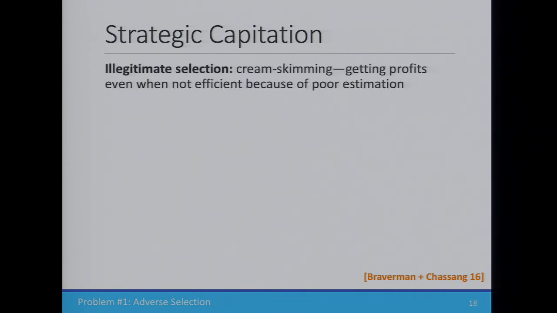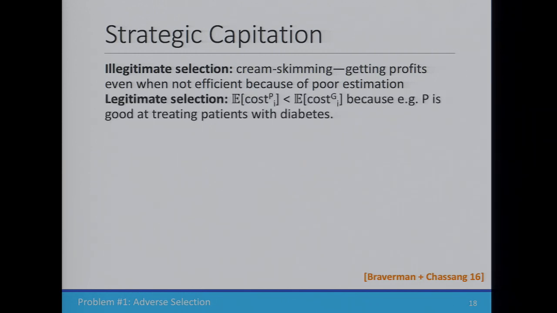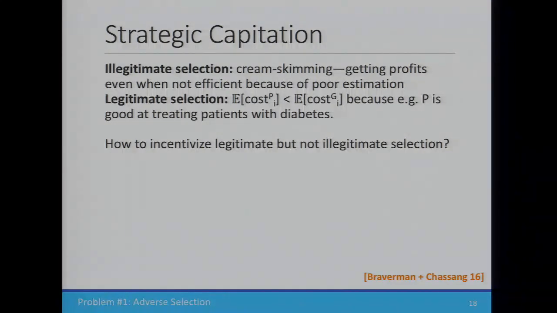So there are two types of selection going on here. The first is this illegitimate selection from cream skimming, where I'm trying to get profits even though it's not actually efficient for the market because of the poor estimation of the government. The second is the positive type of selection, legitimate selection, where I'm targeting them because it's cheaper for me to do so. This is what we were just talking about. If it's cheaper for me to do so because I know from my samples of my own costs, then I should treat them. The government wants me to. So there's both illegitimate and legitimate selection. So the problem here is how do we incentivize legitimate selection but not illegitimate selection?